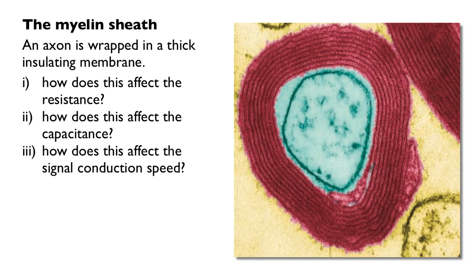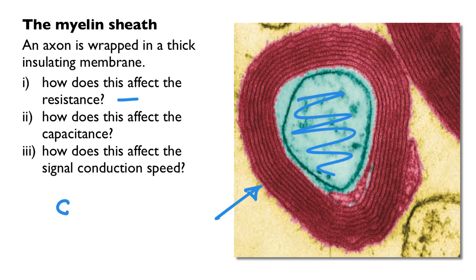Take an axon and wrap it in a myelin sheath. And if you do that, you're not changing the cross-section area inside. So how does it affect the resistance? It doesn't. No change. How does it affect the capacitance? Well, the capacitance is equal to kappa times epsilon 0 times A divided by D. The area doesn't change, but D goes way up. So the capacitance goes way down.